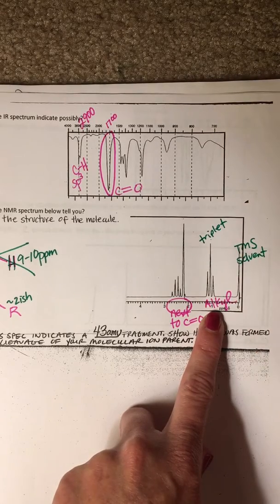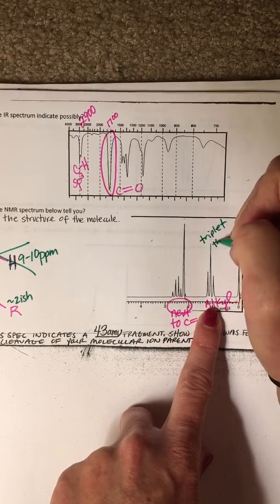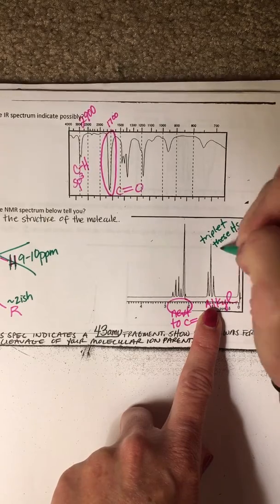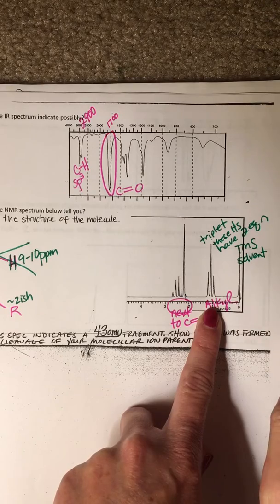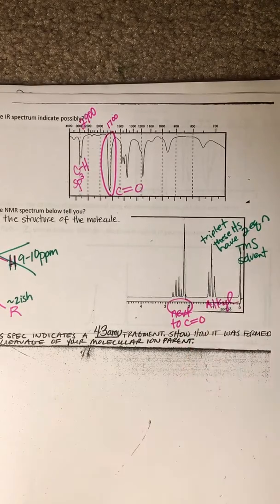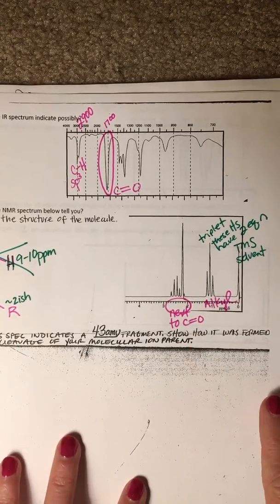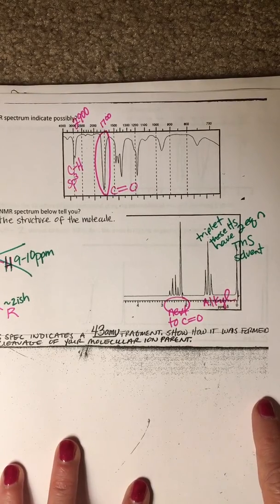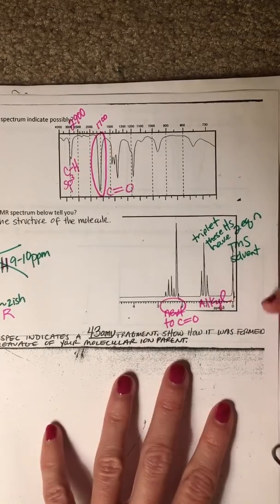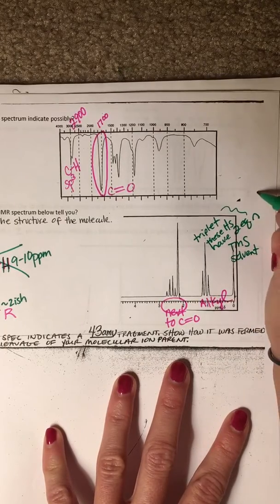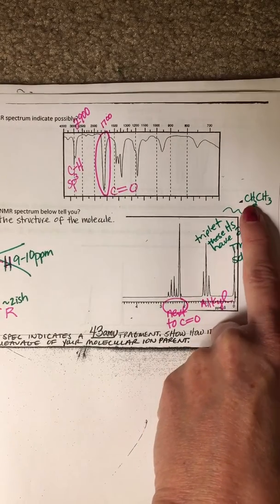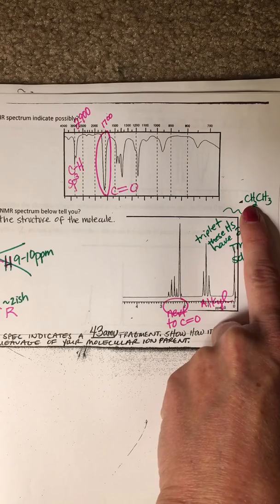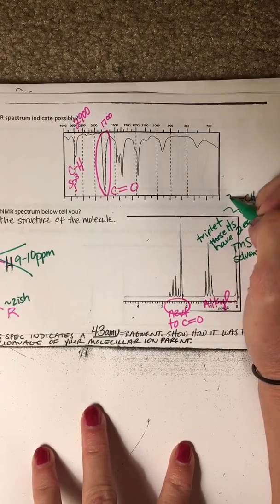And what does a triplet tell us? Well, a triplet means these hydrogens that are giving this signal have 2 equivalent neighbors. Okay? So how do we get 2 equivalent neighbors? That's like if I had a CH2 next to me there. So again, typically, that looks like a CH3 next to a CH2. So we could say these hydrogens have 2 equivalent neighbors. Okay, so that's kind of what we're thinking about.